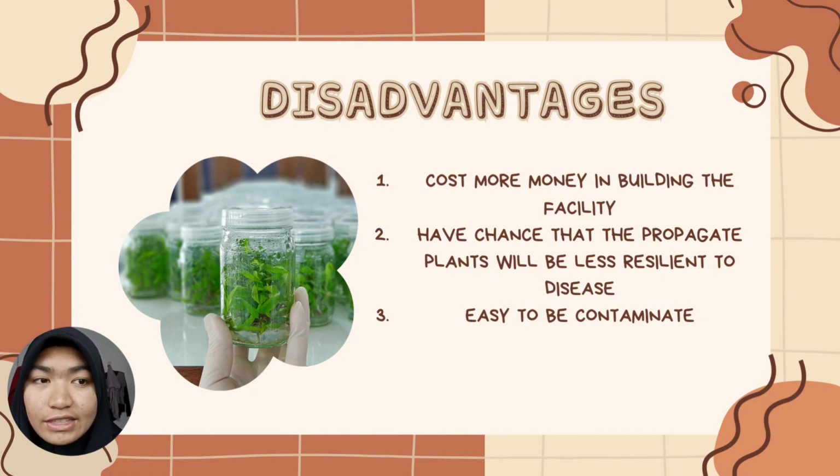Second, there is a chance that the propagated plants will be less resilient to disease. This is because when we try to grow the plant outside of the lab, the plant may face difficulties adapting to the environment outside of the lab. Lastly, it's easy to be contaminated by living organisms such as bacteria and also yeast. That's all from our group.